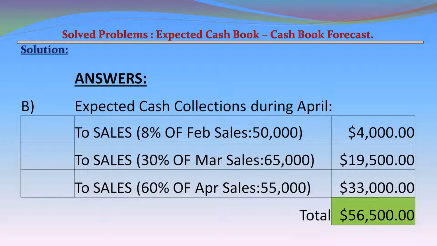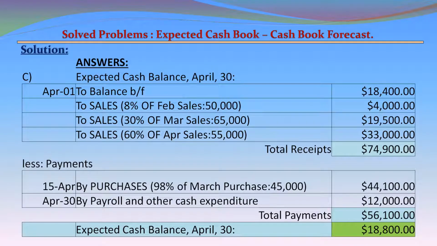During April, we are going to receive 8% of February sale 50,000, which is 4,000. 30% of March sale 65,000 is 19,500. 60% of April sale 55,000, that is 33,000. Total, we are going to receive 56,500 during the month of April. Expected cash balance during April.